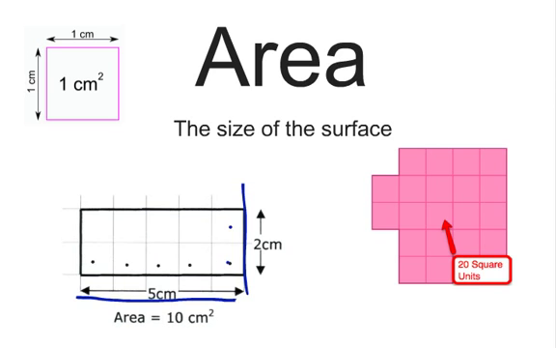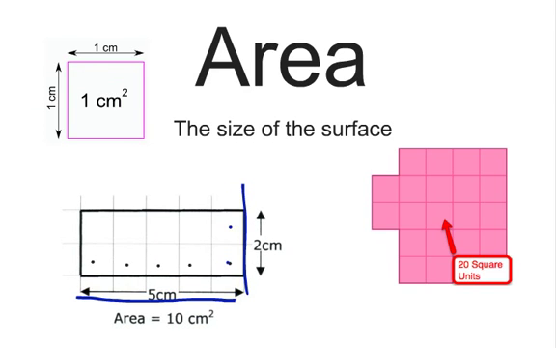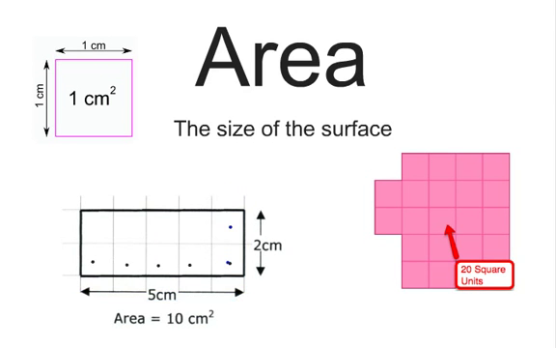If you look at the example here, you can see that we have a length of 5 centimeters and a height of 2. If we count them all, we will find 1, 2, 3, 4, 5, 6, 7, 8, 9, 10 squares. Or we can just multiply 5 times 2 to get 10 square centimeters. Square centimeters, because we use squares to cover the entire shape.